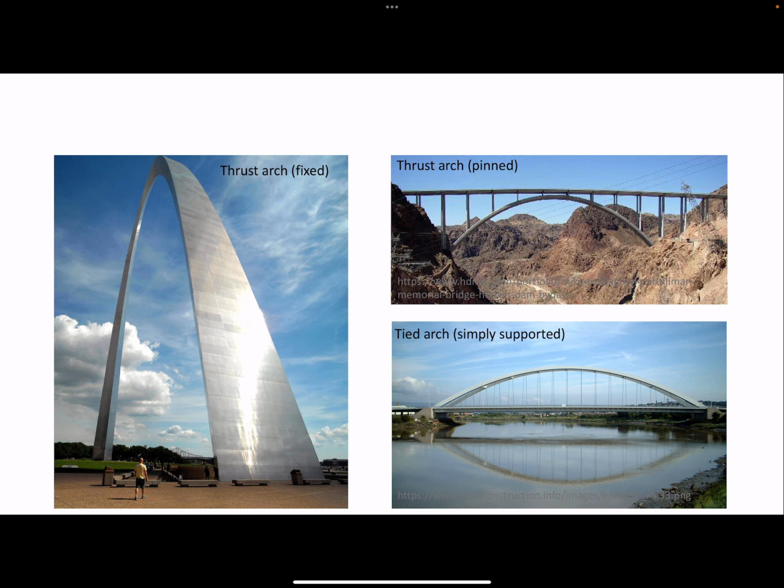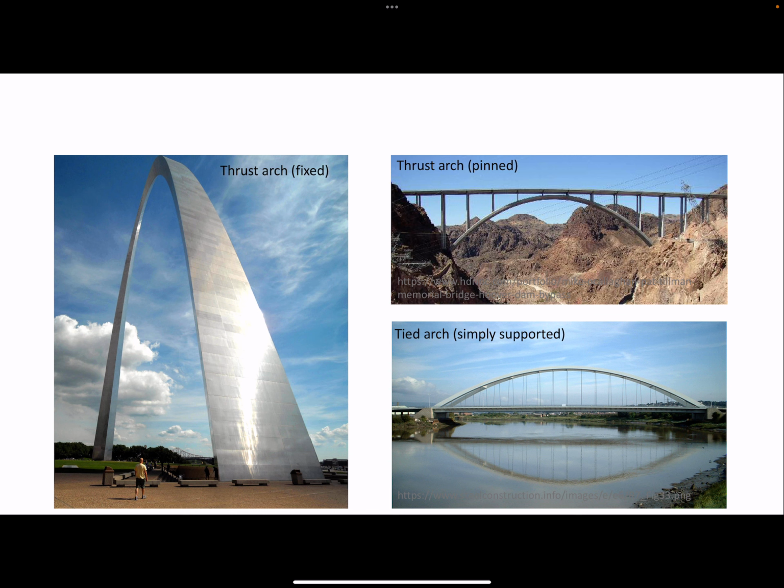Here are a few examples of each of those types of arches, right? So the St. Louis arch there, that's a very large thrust arch. The supports are fixed at the base there. A pinned example of a thrust arch is shown in the upper right. Does anyone recognize that bridge?